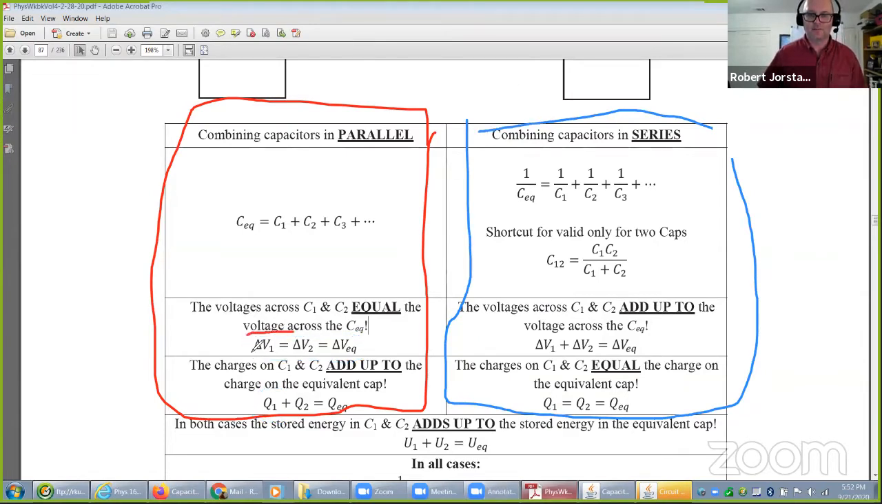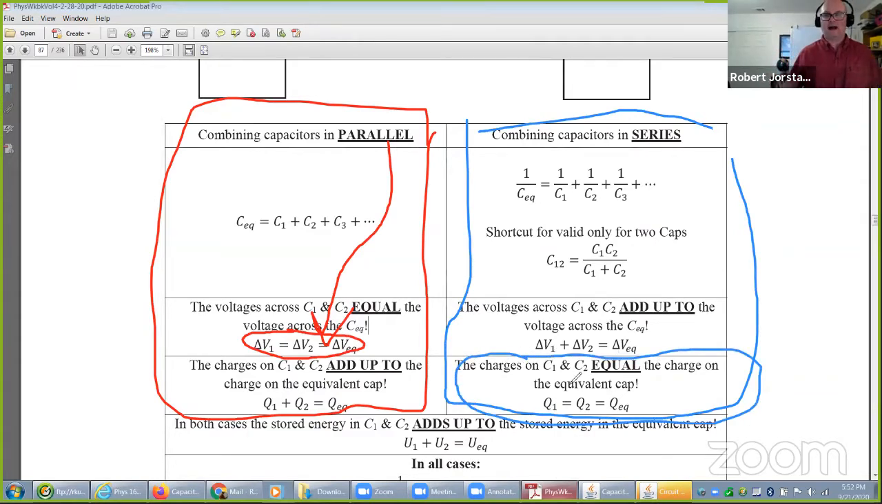Here, all 3 capacitors would have the same, the equivalent and the 2 capacitors that comprised it. So in parallel, same voltage. Remember it that way. In series, same charge. So that's how I remember it. In series, same charge. Why? I remember it this way.